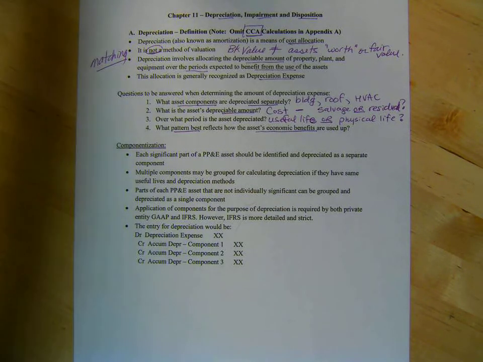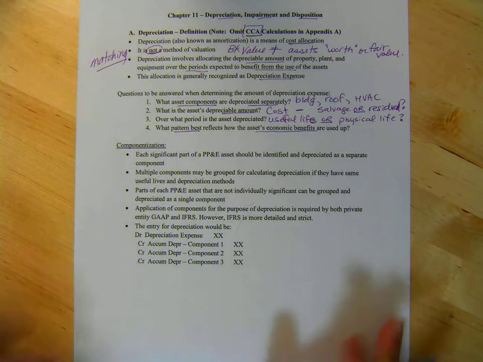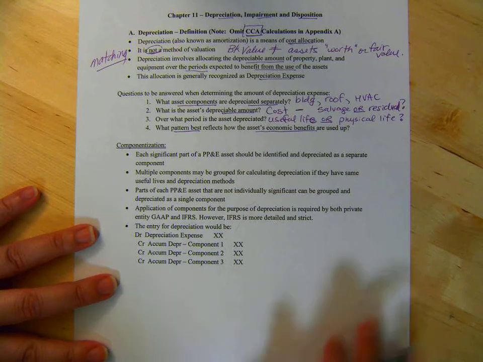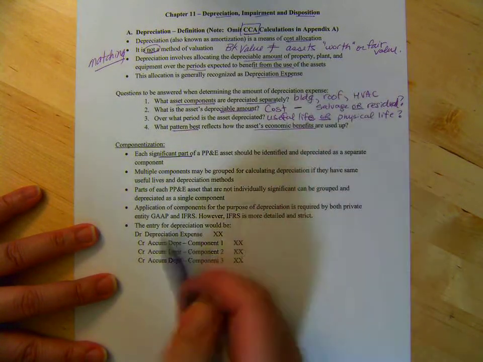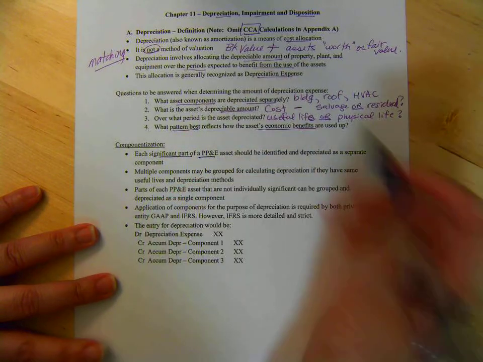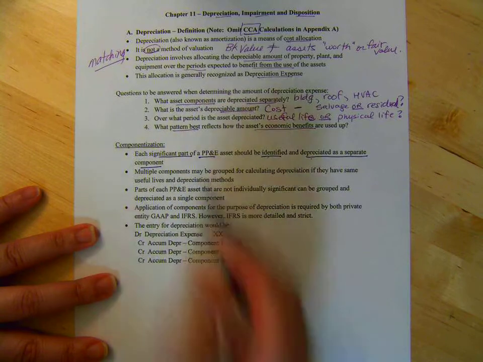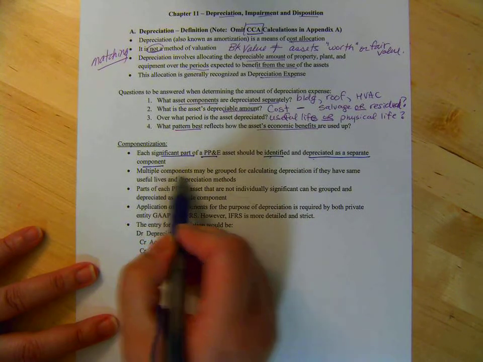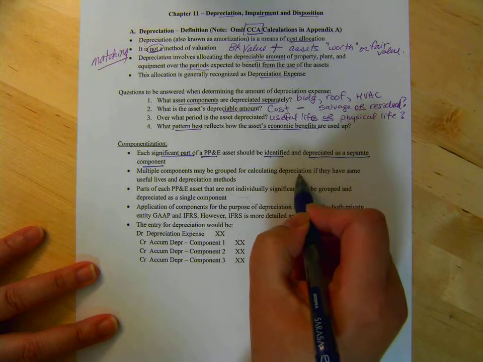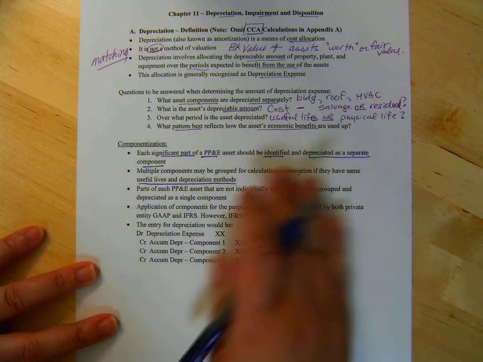Okay, so let's first talk about componentization. This is new to you. You probably didn't talk about it last year. So each significant part, like we set up here, 3 parts to the building, of a PP asset should be identified and depreciated as a separate component. Now, multiple components may be grouped for calculating depreciation if they have the same useful lives and depreciation methods.